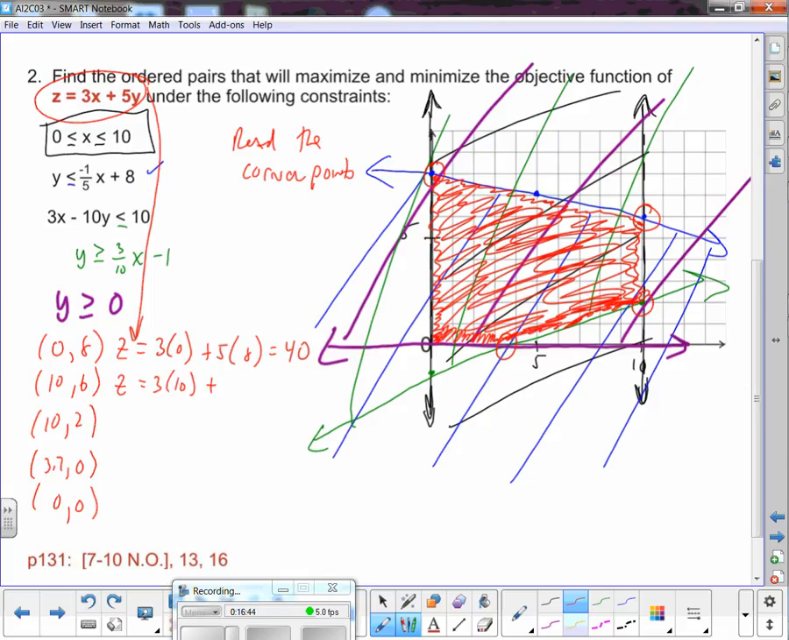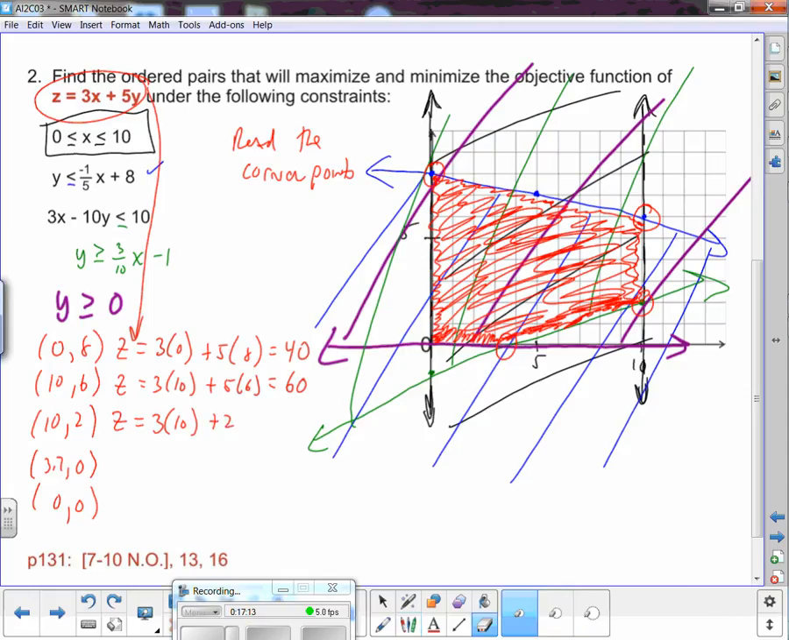Now we got 3 times 10 plus 5 times 6. So what is that, 30 and 30? So that's 60. Everybody okay with that? So you get a 30 out of the first one, you get a 30 out of the second one, grand total of 60. And you're just working this all the way down to the end.